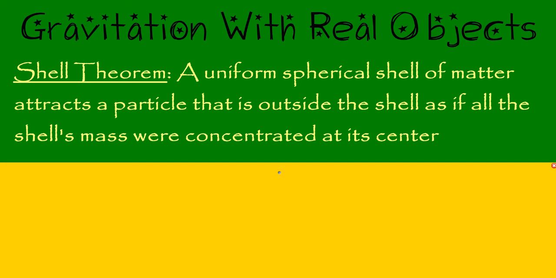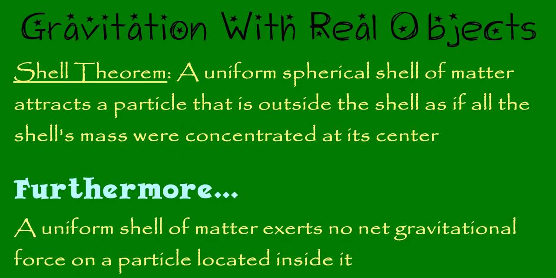In this video, we'll learn about the Shell Theorem and its implications as we're studying the gravitation of real objects. The Shell Theorem says that a uniform spherical shell of matter attracts a particle that is outside the shell as if all of the shell's mass were concentrated at its center. Furthermore, a uniform shell of matter exerts no net gravitational force on a particle that's located inside of it.